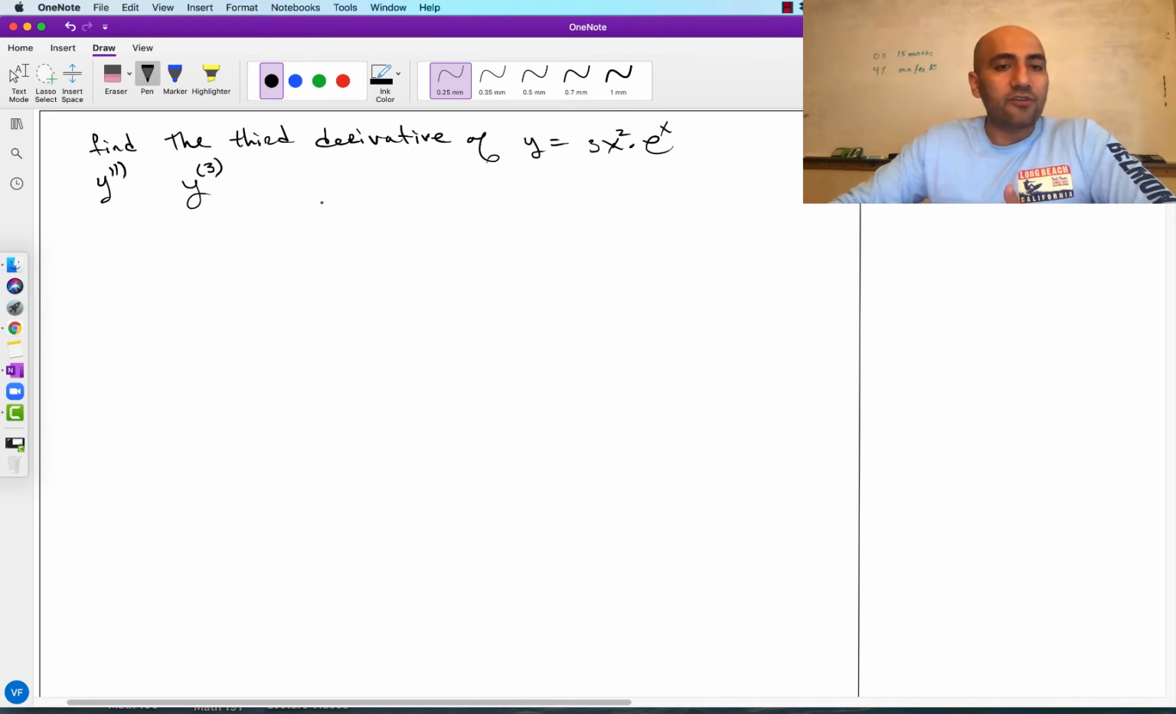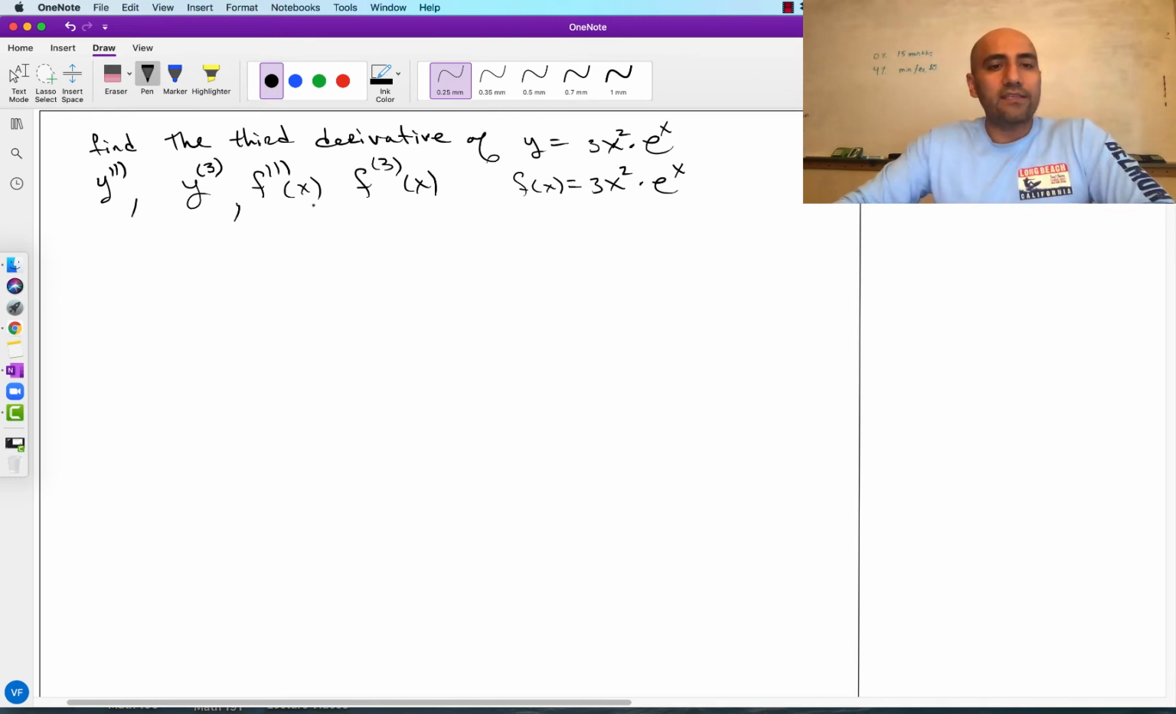If we go back to function notation, that's also very popular. Let's rewrite this as f of x equals 3x squared times e to the x. You can always do that even if it wasn't presented that way. And then, of course, we can say that this is the third derivative of f, 1, 2, 3. Or, again, using that little notation, we could say f superscript 3 of x. So we're just getting used to the various ways in which they can ask you to find derivatives.